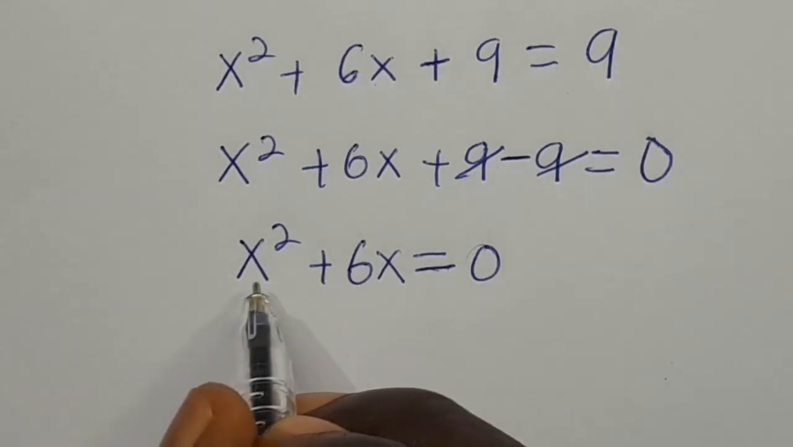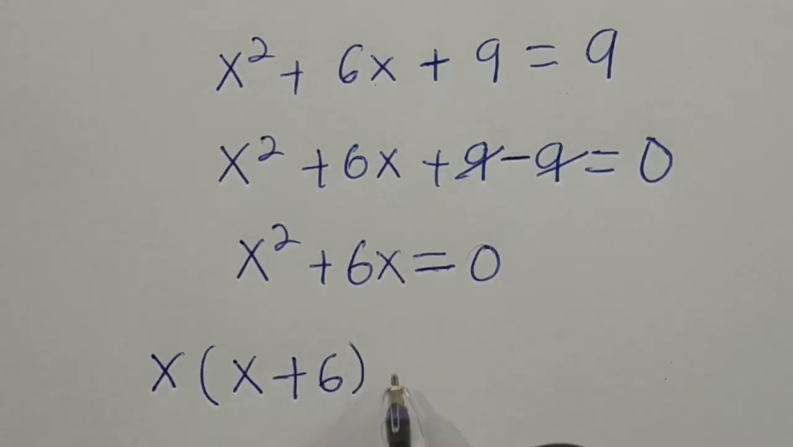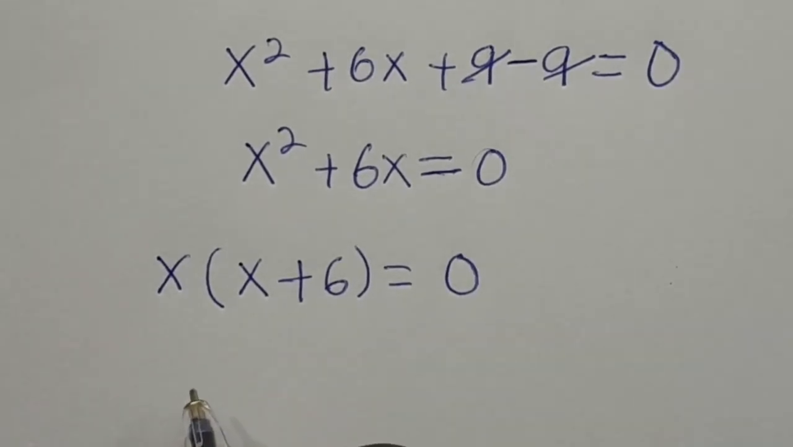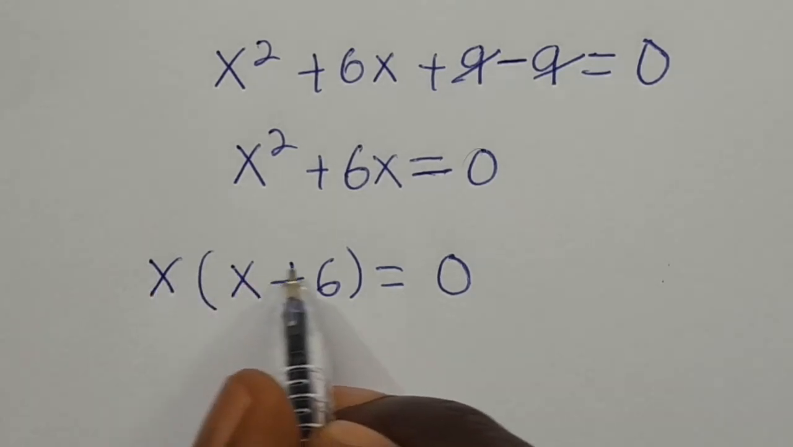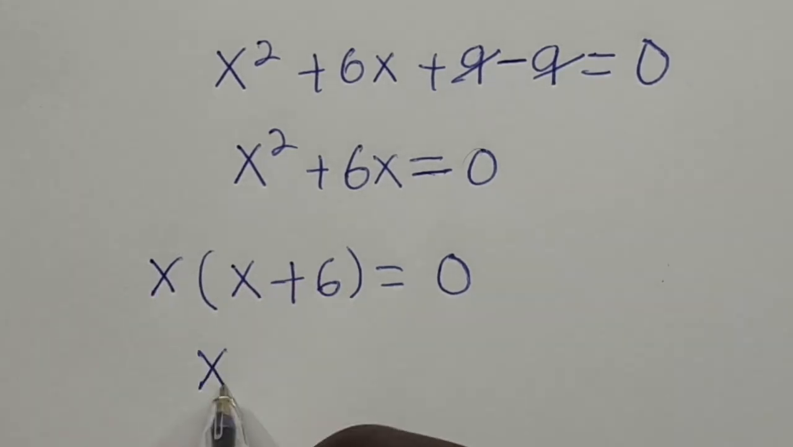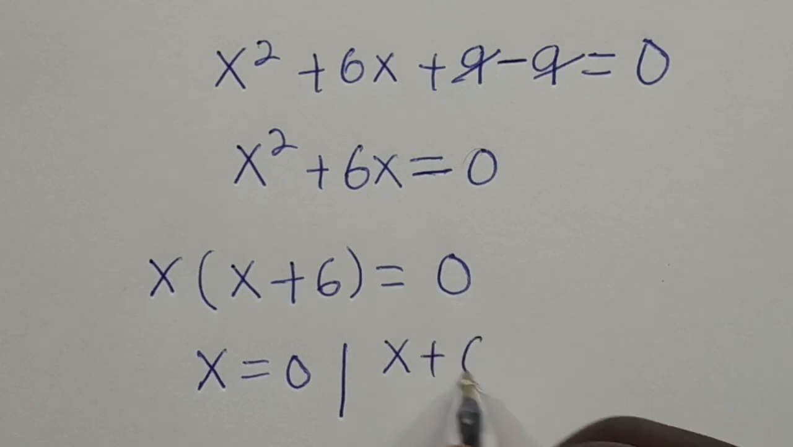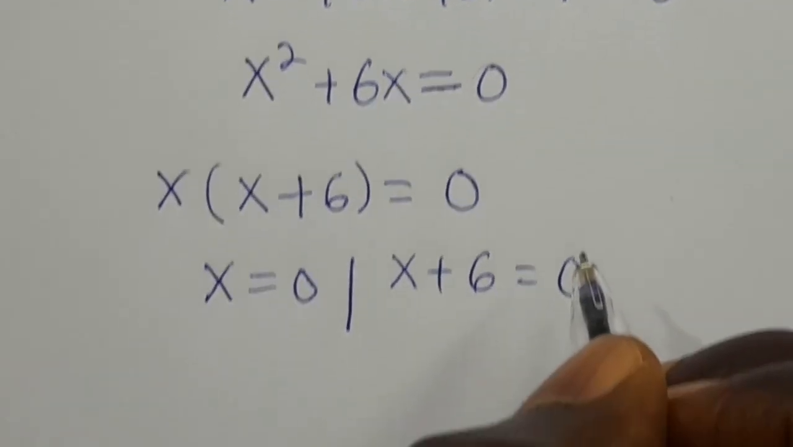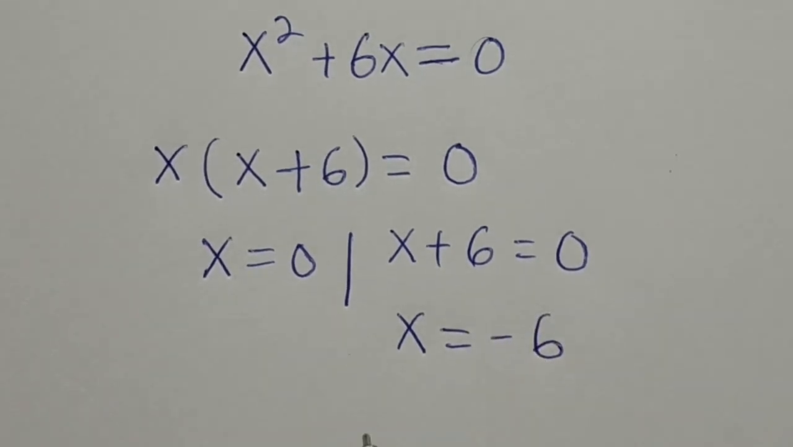We can see that x is common. When you factor it out, x squared divided by x, we only have x. 6x divided by x, we only have 6. Close the bracket and everything equals 0. Now, what we are trying to say is that for this particular expression to equal 0, either x equals 0 or x plus 6 equals 0. And so from here we have x equals minus 6.